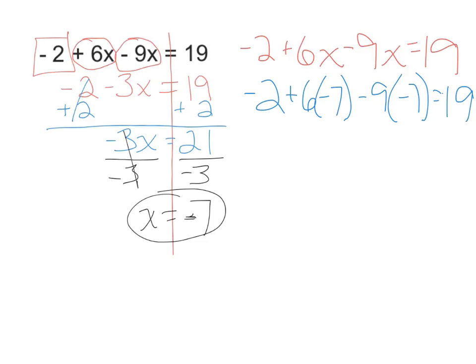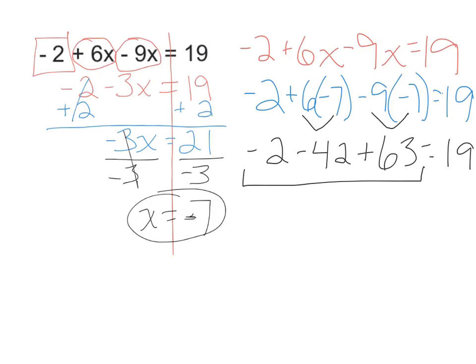And now we will do our PEMDAS. Multiplication comes before addition or subtraction. So I need to multiply 6 times negative 7, which is negative 42. I have this negative 2 in the front. And then I'm going to multiply negative 9 times negative 7, which is positive 63, equals 19. And then you can put all of this in the calculator all at once, and you will get 19. And since those are equal, we know we are correct, and we have checked it.